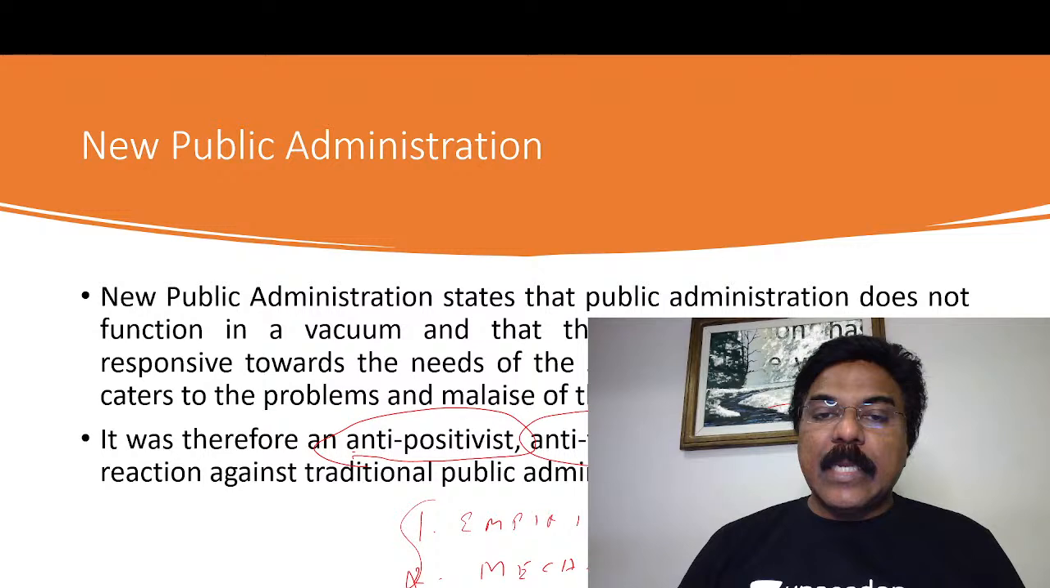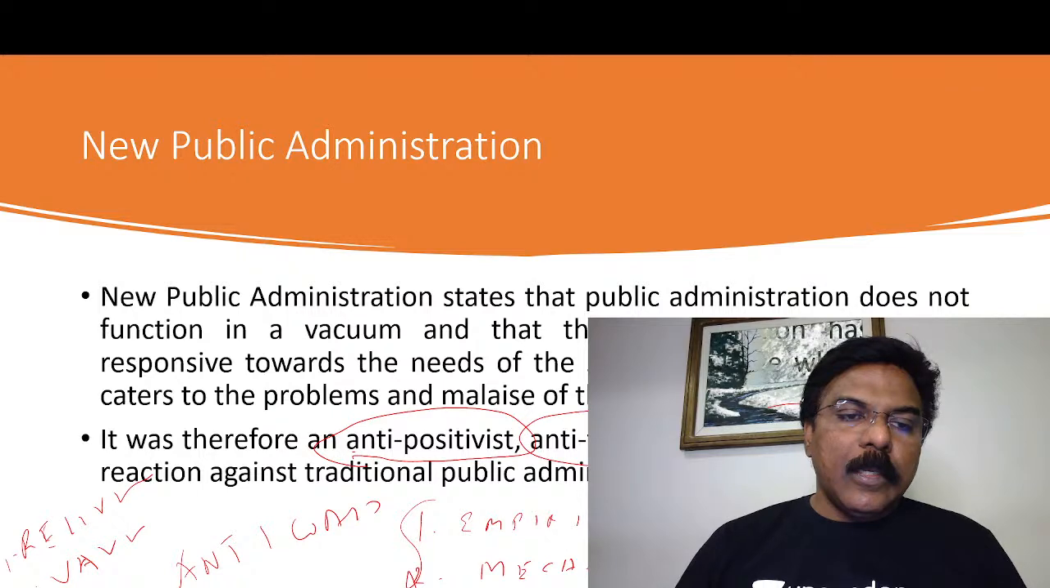What are the goals? Goals were to be relevant, to have values, to bring in equity, and bring in social change. If these are the goals, these are the anti-goals. Right? Anti-positivist, you have to remember this by heart.